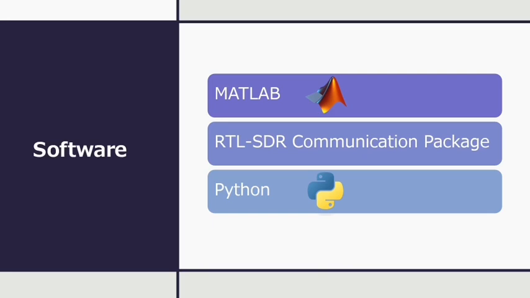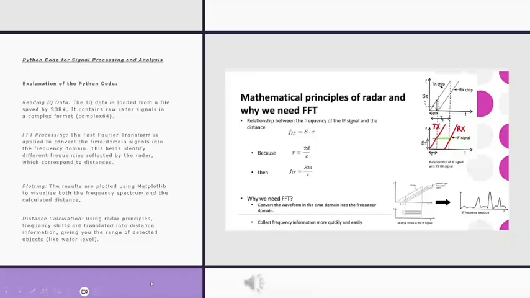In addition, we use MATLAB for similar signal processing tasks. In MATLAB, we follow the same radar equation principles to read the IQ data, perform a fast Fourier transform, and visualize the frequency and distance components. Next, the mathematical principle of radar, and why we use a chirp signal and why we need FFT in our project.